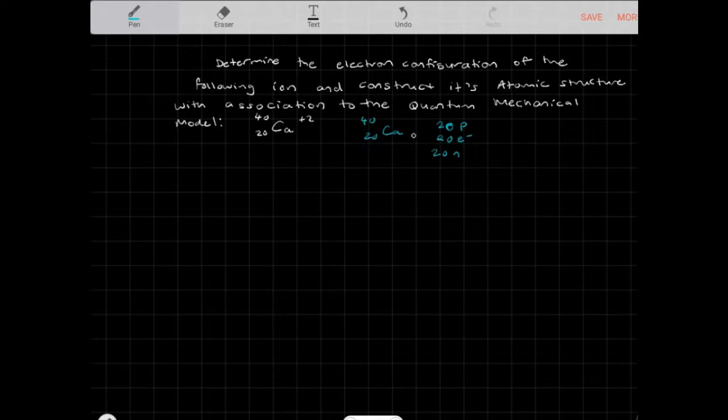Now, this is calcium, but calcium plus 2 means that we've lost 2 electrons. So as a result, we have 20 protons, 18 electrons, and 20 neutrons. So this is why you have positive 20, negative 18, and then as a result, you have plus 2.